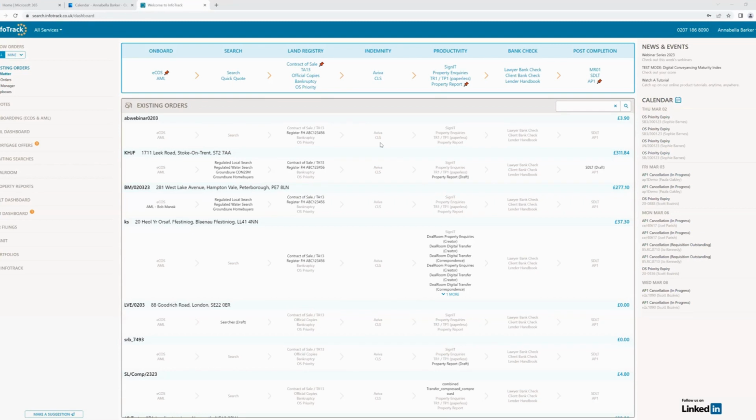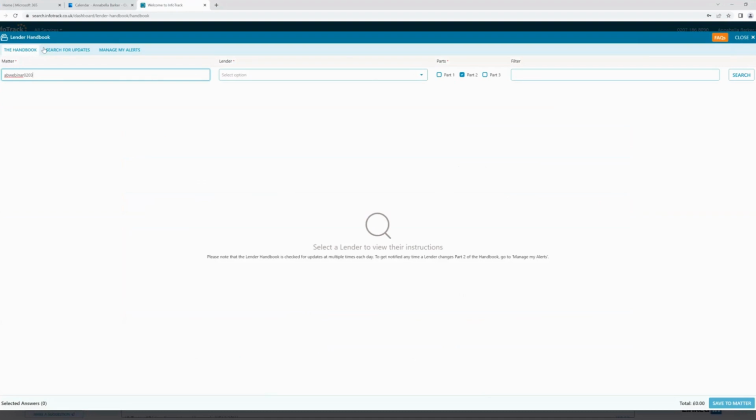We've been integrating with UK Finance for a couple of years now, and we've added several features to help you meet your requirements. When you open the handbook, there are 3 tabs at the top: the handbook, search for updates, and manage my alerts. The handbook tab allows you to view parts 1, 2, and 3 of the handbook for all lenders in England and Wales. Simply select the lender and the parts you would like to view and click search.